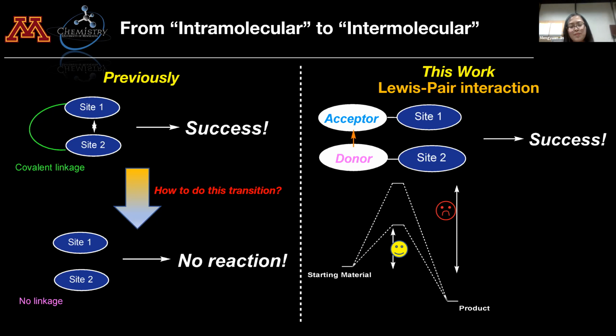So imagine that a reaction is like climbing a mountain. If the mountain is not very high, the reaction can go through easily. But if the energy barrier is much higher, it needs harsher conditions to make the reaction happen. For example, you need to heat it up to like 300 degrees and wait for 3 months. That's really an inconvenience for organic chemists. So to make this transition from intramolecular to intermolecular work, scientists have been devoting a lot of effort to it.